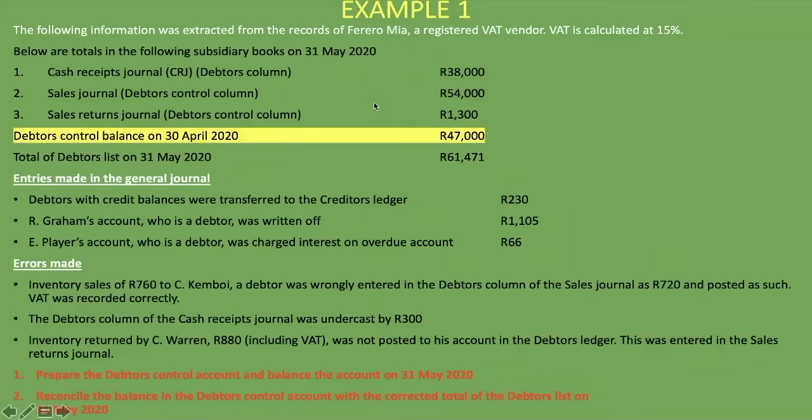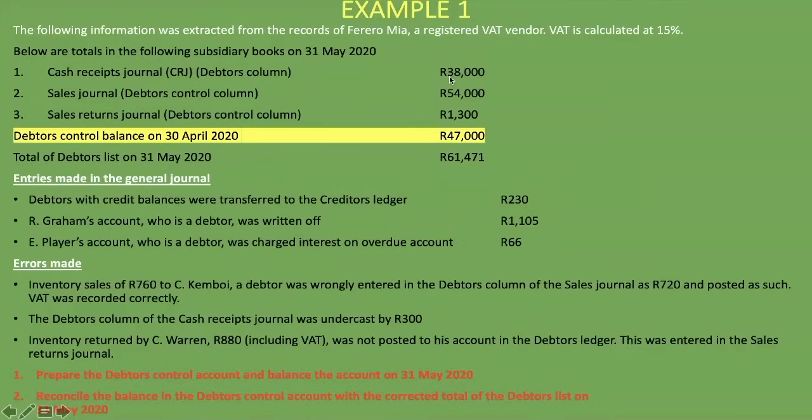Okay, now that we've done that, I like to highlight them after we've done each one. So I've highlighted that one, and then we can begin with the top ones here, the subsidiary books we are given, the totals. The first one there is the cash receipts journal, and it's the debtors column, meaning the people who owed us have paid us, and we have 38,000 Rand there.